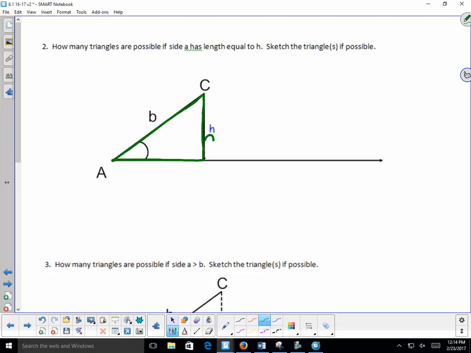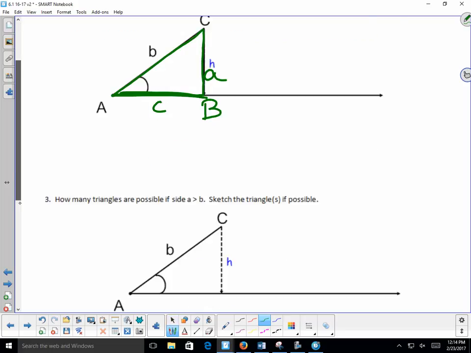It's going to look like this, where this is side A, it's equal in length to H, it's across from angle A, and so on. And then this little side here would be side C, and this angle B, what do you know about angle B in that case? It's a 90-degree angle, right? That's only if A was actually equal to H. Let's take a look at this next picture.